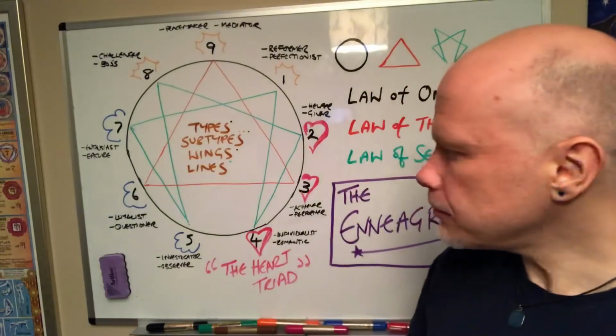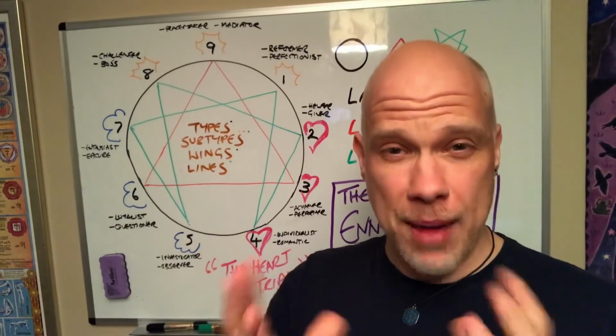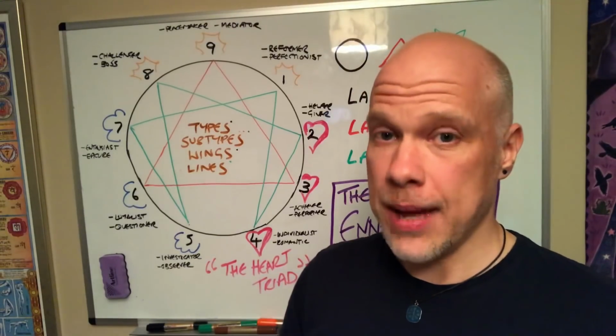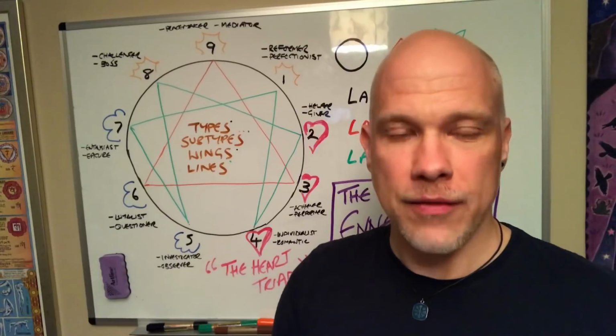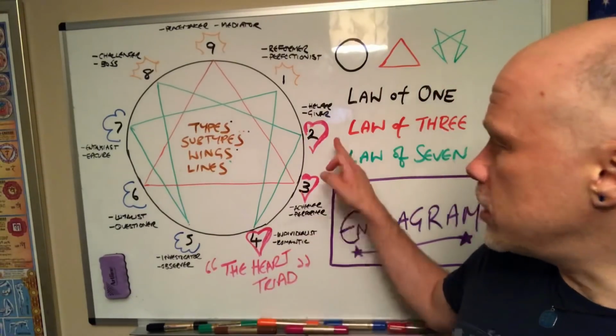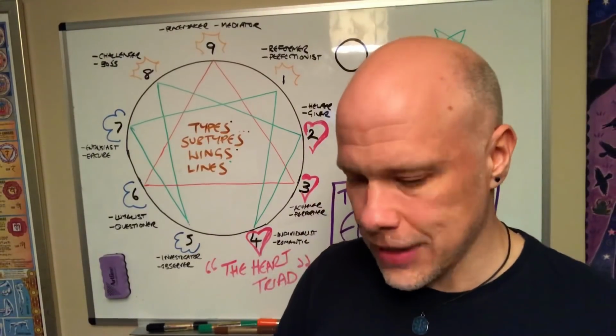So probably it would be a good idea if I just recapped very briefly on the Enneagram as a whole, and then we can say something about the specific types that I'm looking at. And you'll see from the title of this video that we're actually looking at what's called the Heart Triad, which is types 2, 3 and 4, and I'll explain a bit more about that in a second.